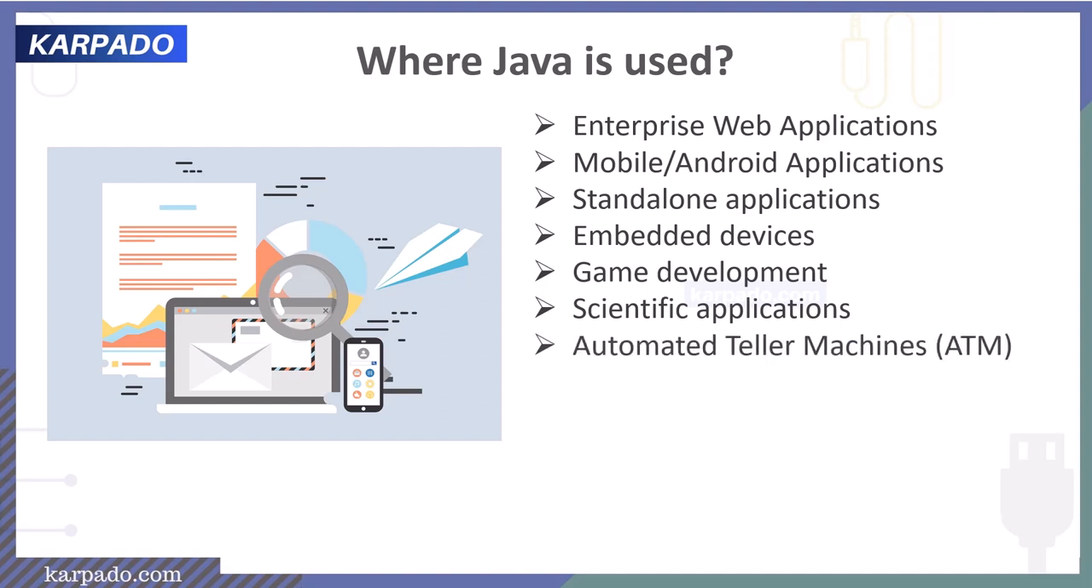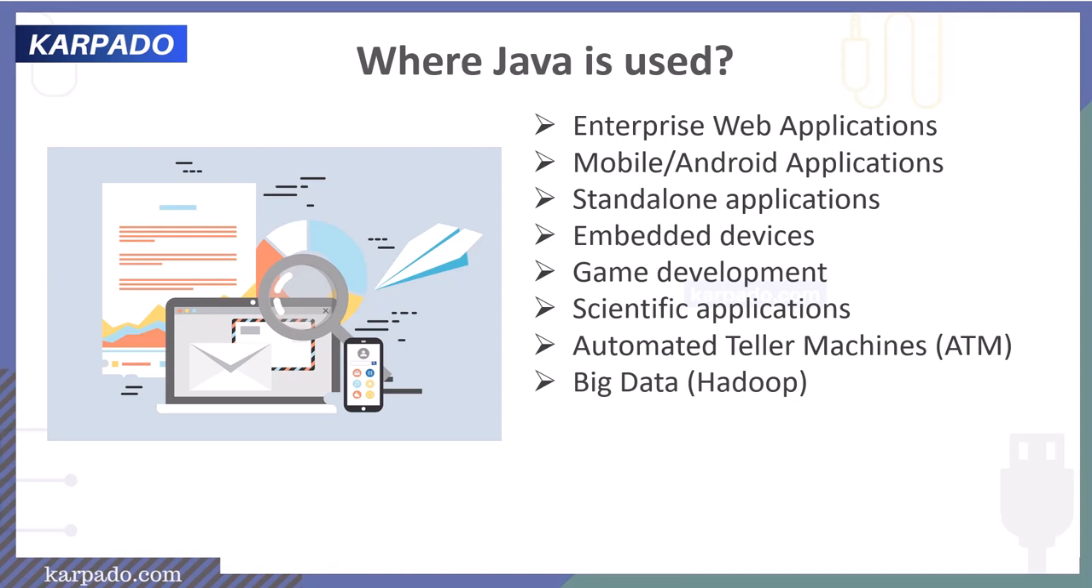Java is also used in automated teller machines. When you withdraw cash from the ATM, the system makes sure that it deducts that much amount from your account before dispensing the cash, and even sends you an SMS regarding the same. Well, that logic is written using Java.